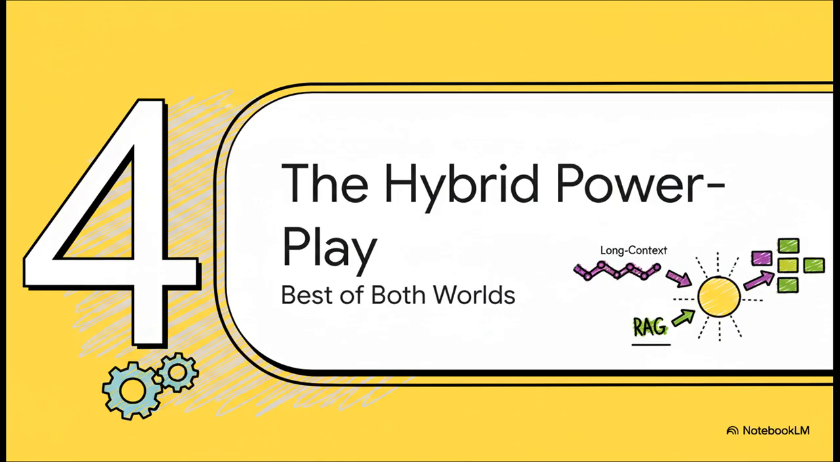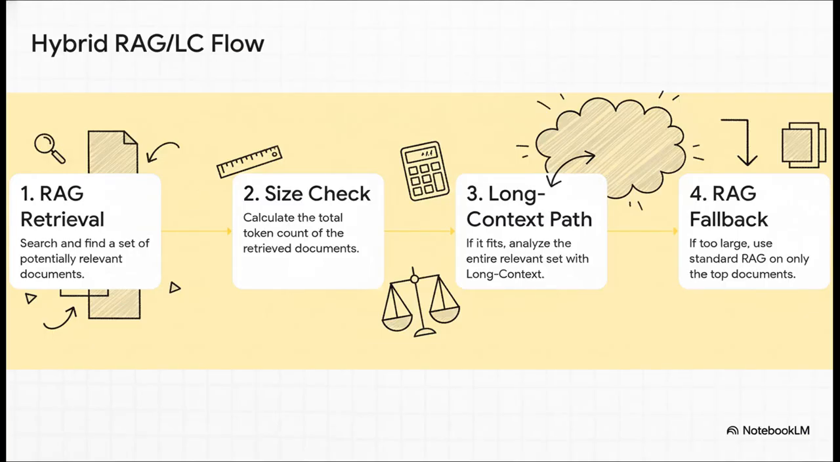They're creating these hybrid systems that give you the best of both worlds, the sharp, targeted search of RAG and the deep, big picture understanding of long context. So how does this actually work? It's pretty elegant, really. First, you let RAG do its thing. It acts as a smart filter, quickly finding, say, the top 20 documents that seem relevant.